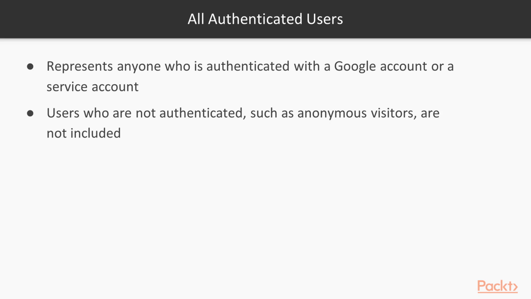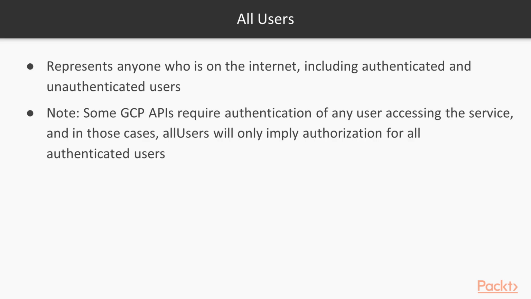Let's take a look at some identifiers. The All Authenticated Users identifier is a special identifier that represents anyone who is authenticated with a Google account or service account. Users who are not authenticated, such as anonymous visitors, are not included. The All Users identifier is a special identifier that represents anyone on the internet, including authenticated and unauthenticated users. Note that some GCP APIs require authentication of any user accessing the service, and in those cases, All Users will only imply authorization for all authorized users.